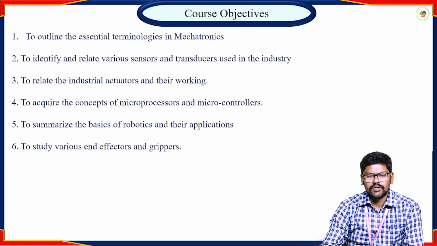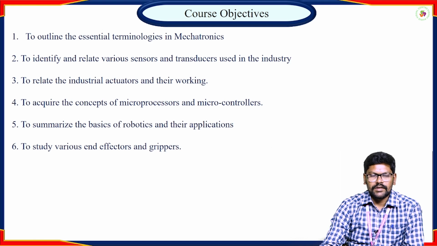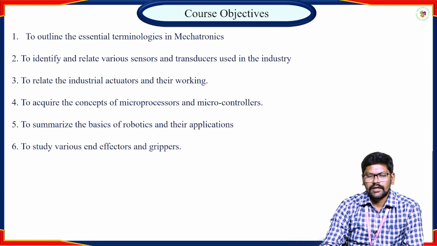In order to know the essential terminologies used in mechatronics, the first unit will cover the terminologies used in mechatronics, and to identify and relate various sensors and transducers used in the industry. In the second unit, we will discuss the various sensors used in mechatronics which are related to the industry. We will be focusing on the types of sensors we are going to use in mechatronics.